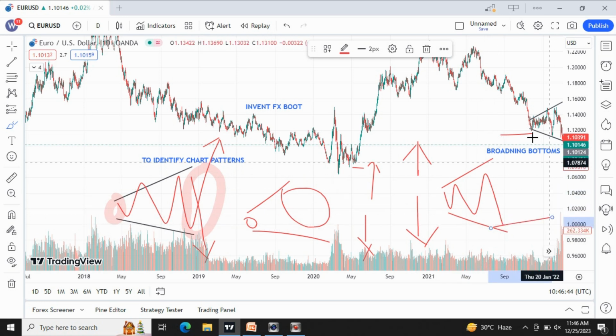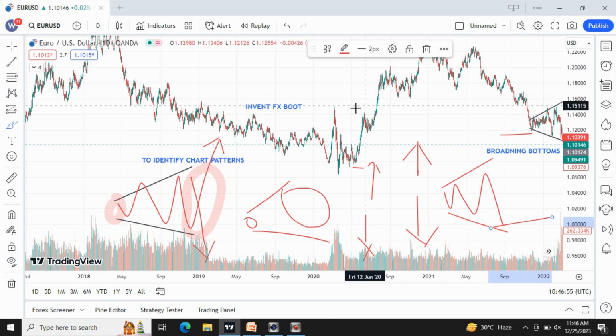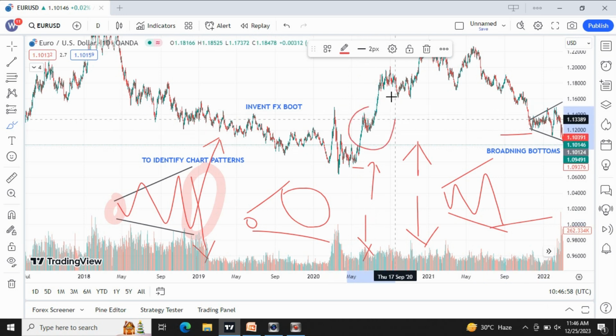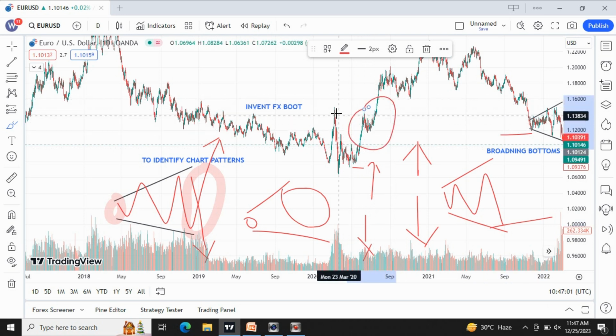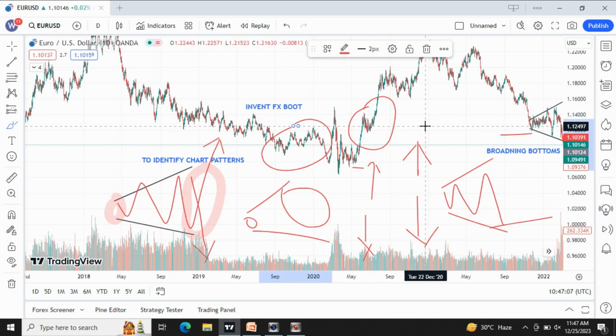A broadening bottom has a price trend leading down to the start of the formation. Price trend. I don't mean trend line. I mean price trend, not price line, not trend line. Whereas a broadening top has price trending up. I believe you get it right.